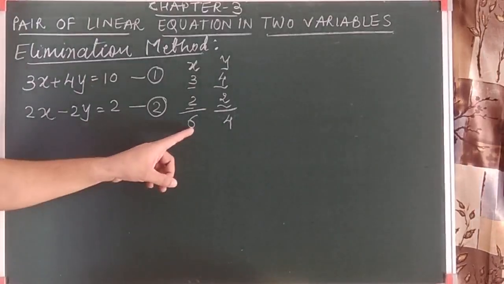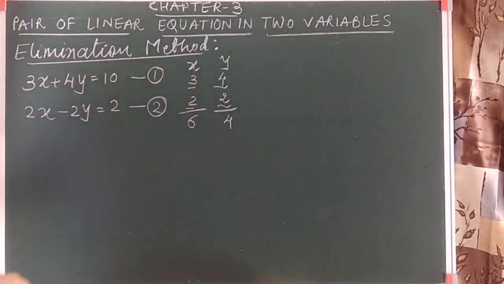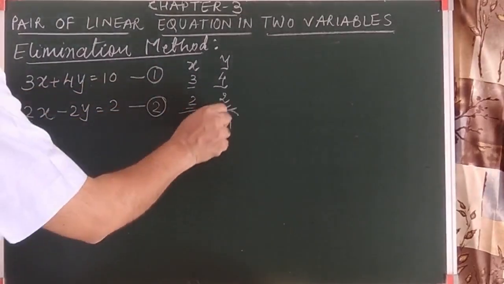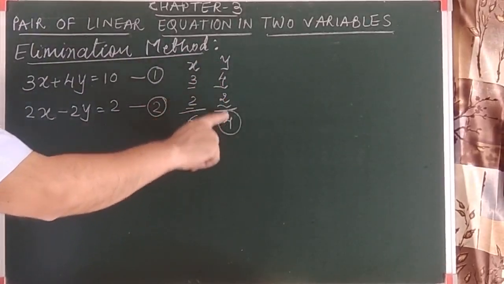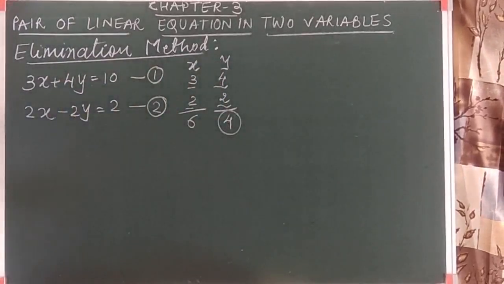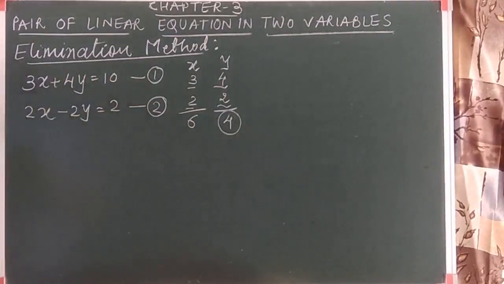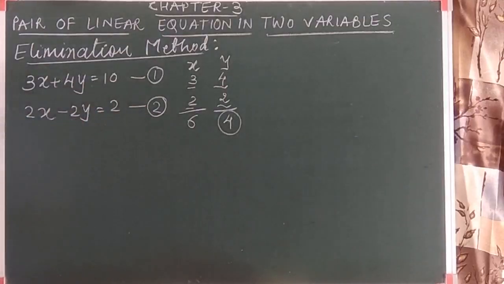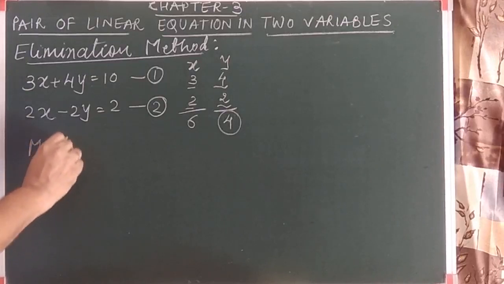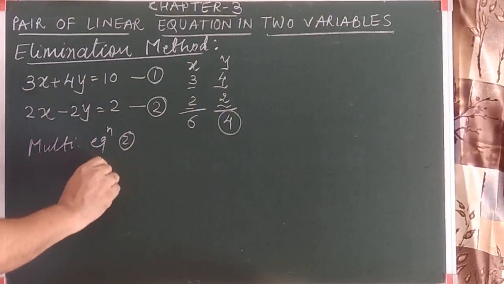So you can see that you can make the coefficient of any variable equal. मगर हमें यहाँ पे 4 बनाना ज्यादा इजी रहेगा because already equation 1 has a y coefficient 4. So how will we make the coefficient of y 4 in the second equation? हम second equation में y का coefficient 4 कैसे बनाएंगे? So let us multiply equation number 2 with 2.